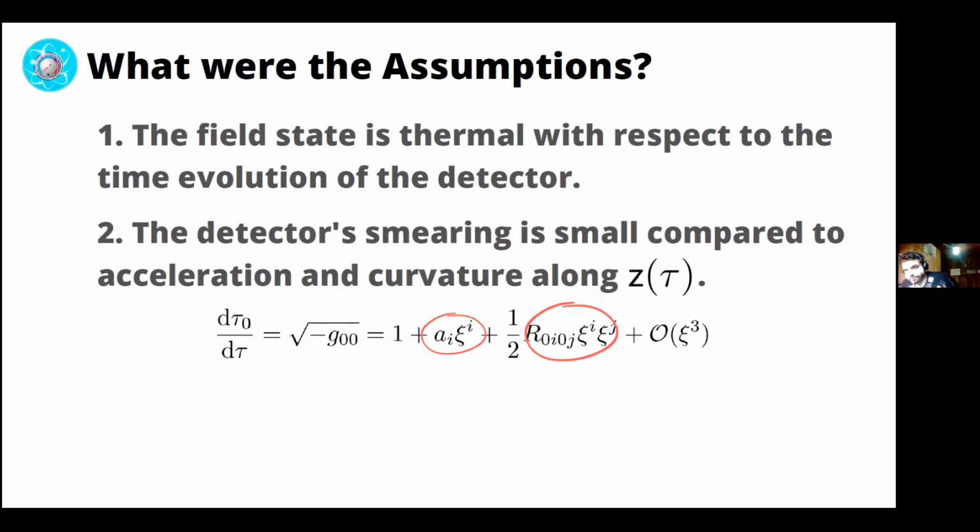You can have whatever. What really matters in the end is A of tau and R of tau, right? So for any trajectory, if you find a state that is KMS with respect to the local notion of time flow induced by this trajectory, everything here is true as well, right? But the Unruh effect has the characteristic that you have the Unruh temperature, right?